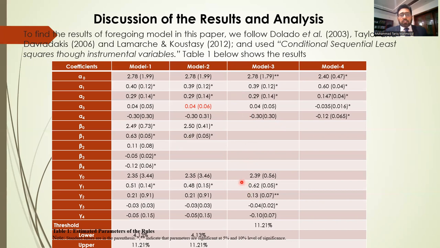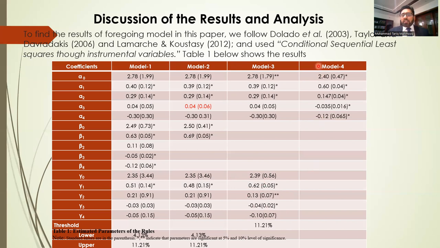Whereas we can observe that in the regime when inflation is lower than the upper threshold level, the central bank is responding to the output gap significantly, and it is also responding to inflation, significant at the 10% level of significance, whereas its interest rate smoothing behavior completely outweighs everything else. It is there, it exists in every circumstance.